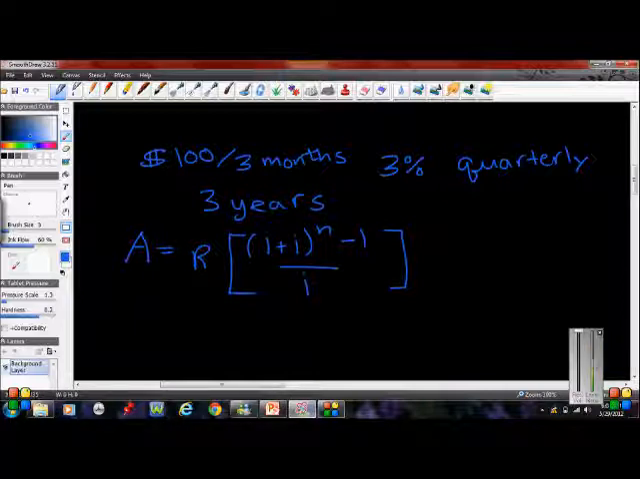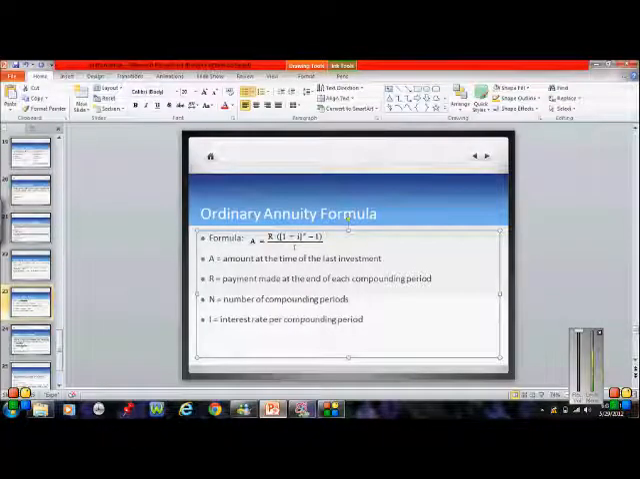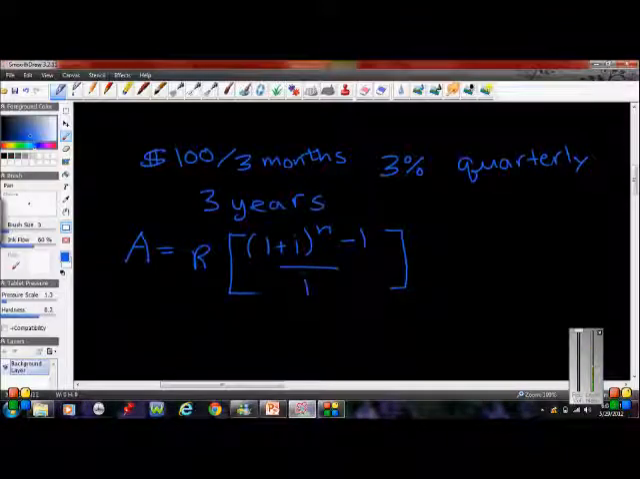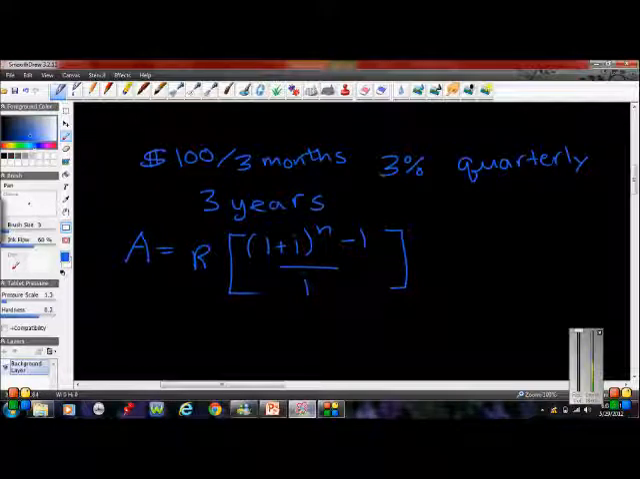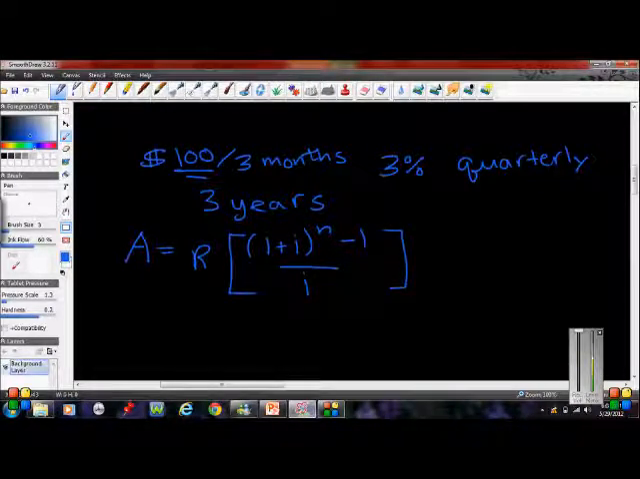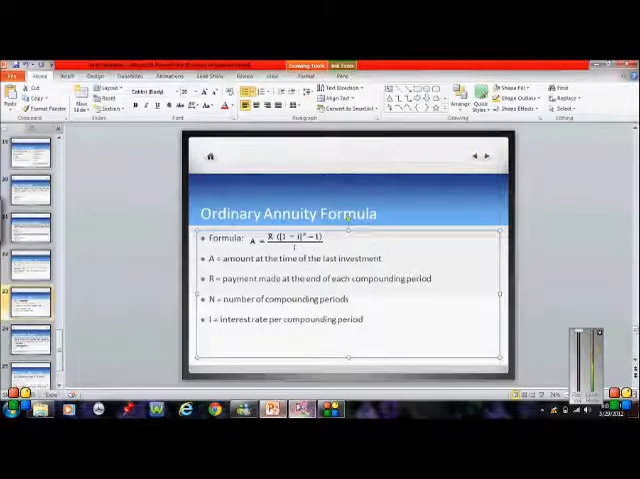Let's go back to our PowerPoint and define these again. So R is what? Amount at the time. Oh, sorry, that's A. R is payment made at the end of each compounding period. So let's look at this now. Your compounding period is quarterly, therefore every 3 months, and after every 3 months you're dropping $100 into that account. Therefore, your R value must be $100 because that is what you're paying.